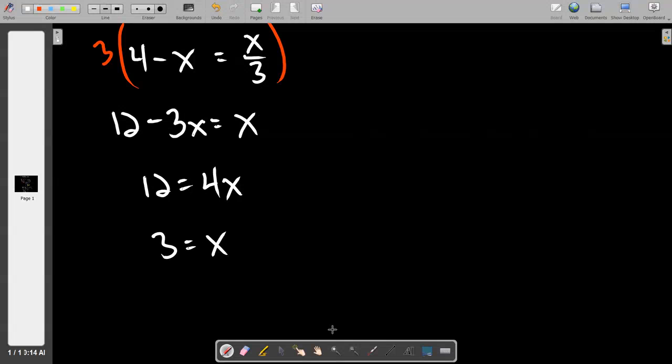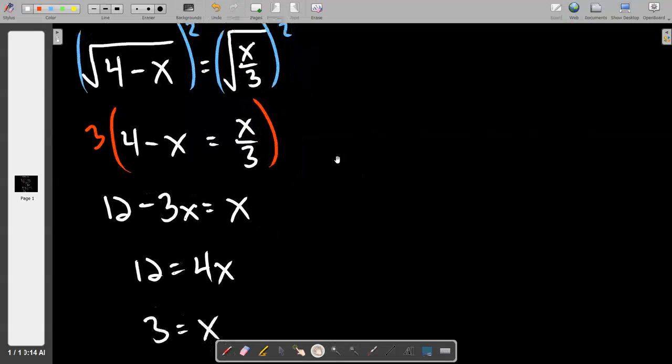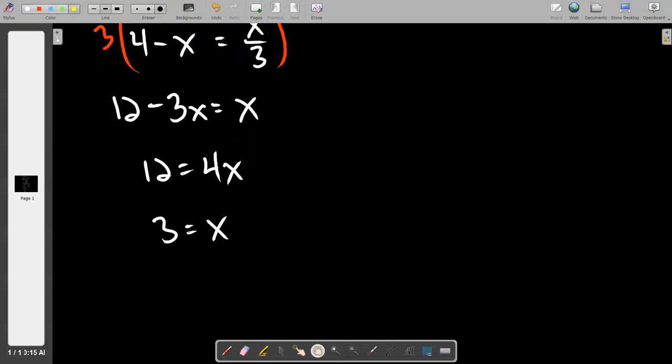So you take your 3, your candidate, and go back to the beginning of the problem and put it here and here. What's 4 minus 3? 1. Square root of 1? 1. So I get 1 equals, and then what's 3 divided by 3? 1. Square root of 1 equals 1. 1 equals 1. Last I checked, I can box this up and sleep well tonight.